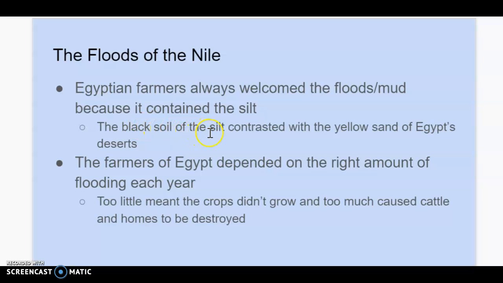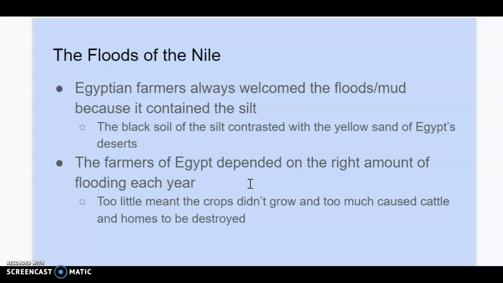So the black soil of the silt really shows up against the yellow sand of Egypt's deserts. And you can't grow anything in the yellow sand of deserts. There's no nutrients and there's no moisture there. The farmers of Egypt depended on the right amount of flooding each year. They didn't get to order it and have it delivered to them. They just had to hope that the floods happened at the right time and that they got the right amount of water in those floods. And there was definitely a sweet spot.